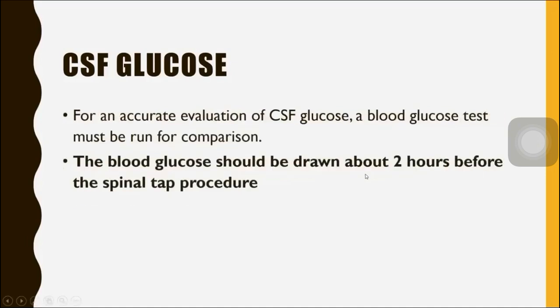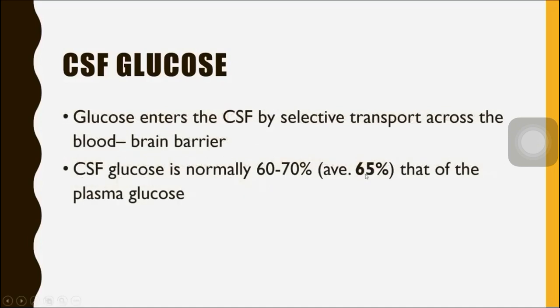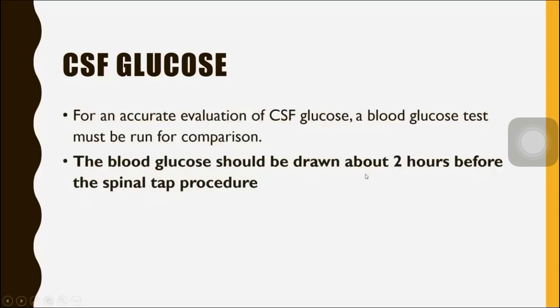For example, may 100 milligram per deciliter na glucose si patient. So, ibig sabihin, 65% of that, yun naman yung amount ni CSF glucose. So, 65 milligram per deciliter yung amount na CSF glucose ni patient. So, lower than that, it may indicate certain condition. Okay? So, for an accurate evaluation of CSF glucose, a simultaneous blood glucose test must be run for comparison.